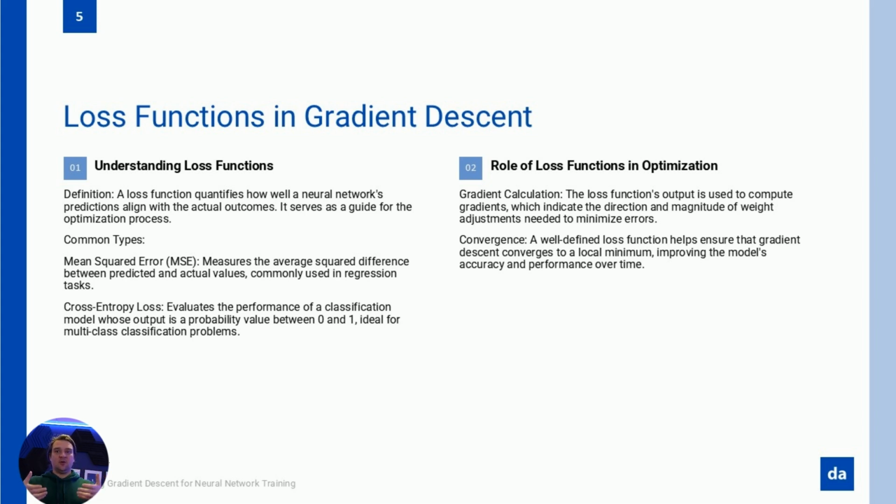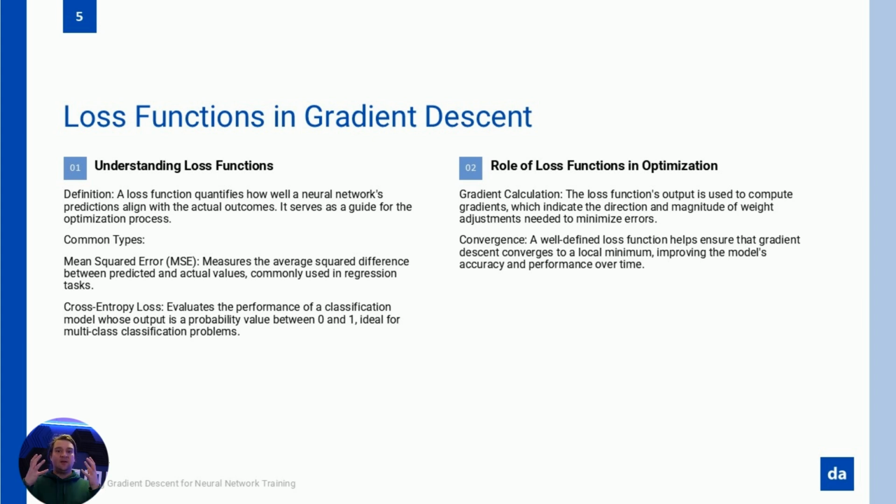Imagine training a neural network to recognize handwritten digits. If the model predicts a 7 when the input is actually a 9, the loss function immediately flags that as an error and tells gradient descent to adjust the weights accordingly. This cycle repeats with every training example until the network gets it right. And that's the beauty of loss functions. They drive the entire learning process.